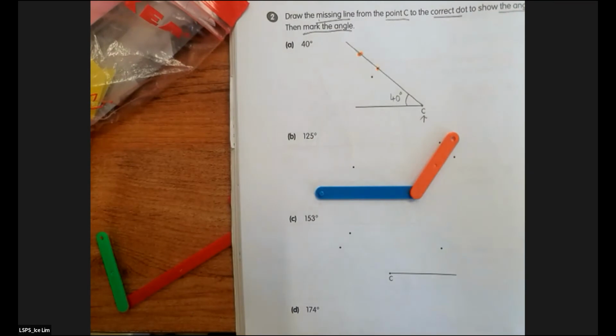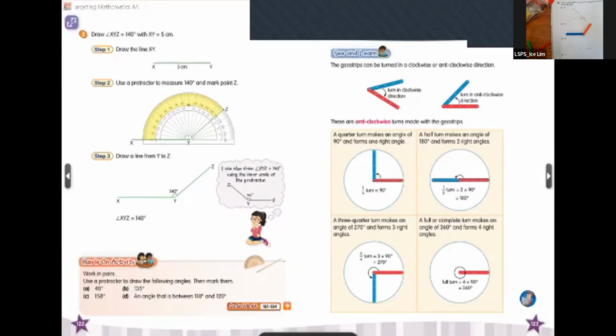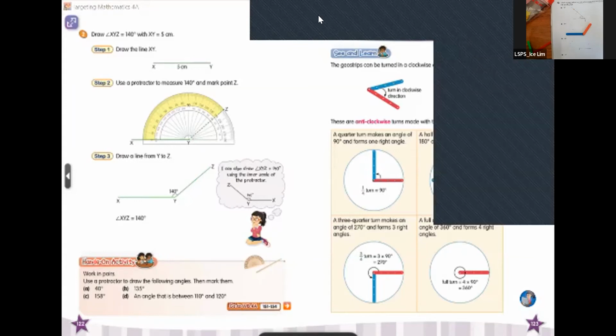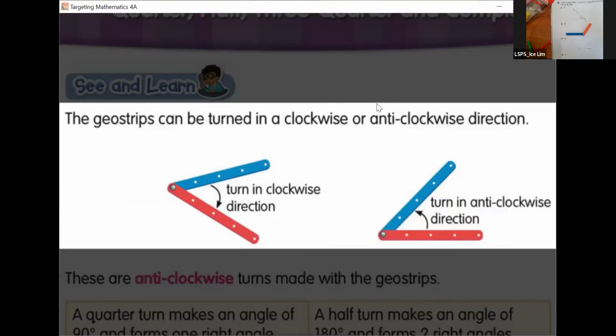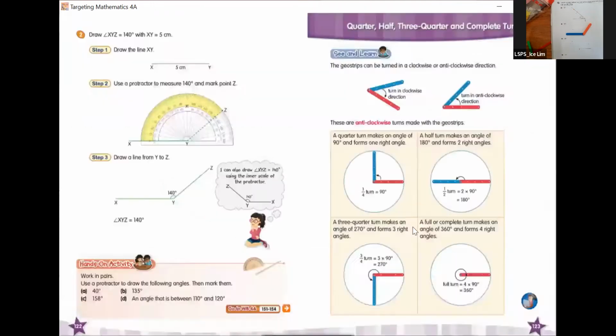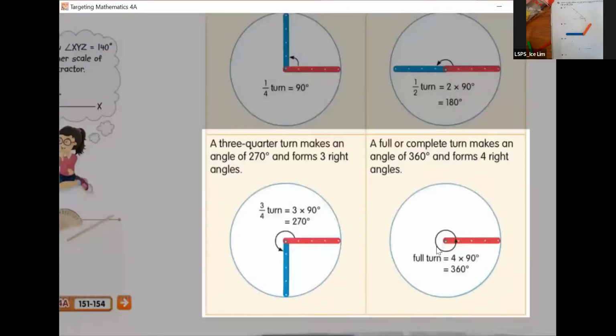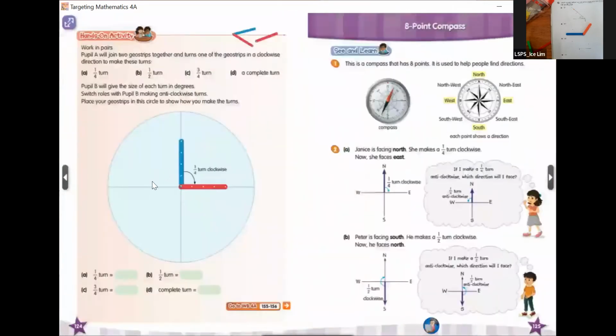What else can you play with the Geostrip? Very soon you are going to do the next portion of our lesson: using Geostrips to learn about quarter, half, three-quarter, and complete turns. So using the Geostrips to learn how to turn in a clockwise or anti-clockwise direction, and compass directions. That's the next thing we are going to learn.